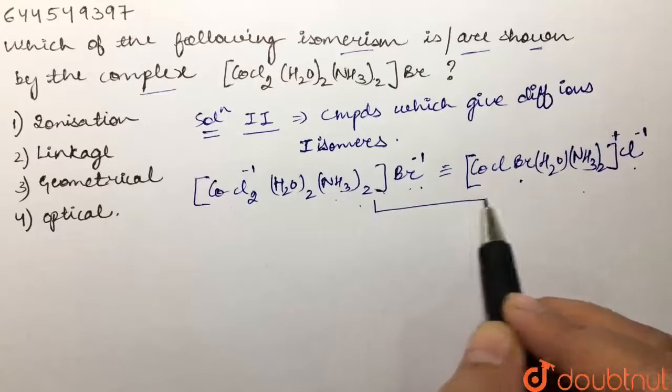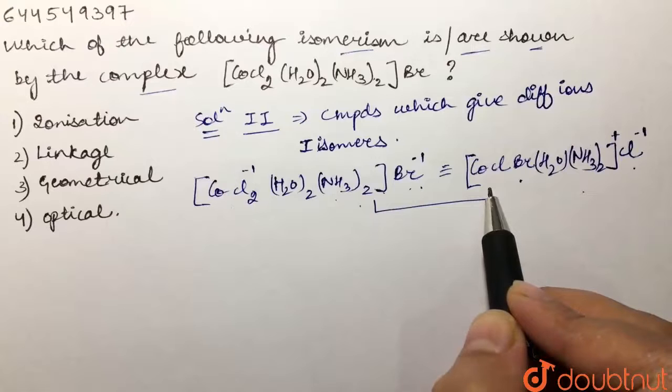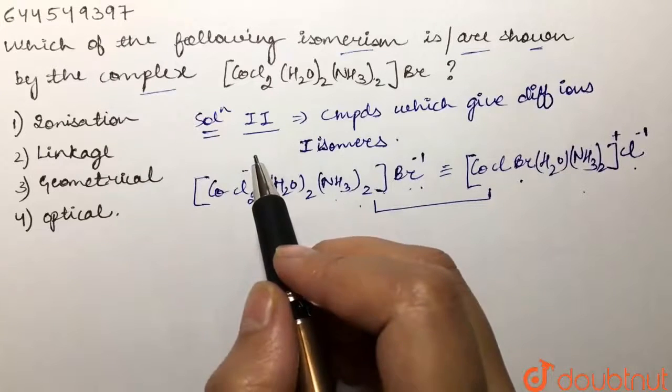So we can say that these are ionization isomers. So ionization isomerism is possible in this case. So the first option is correct.